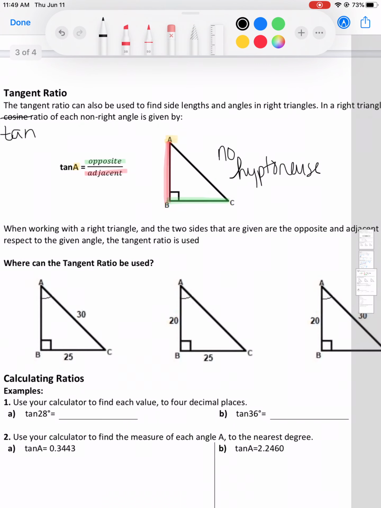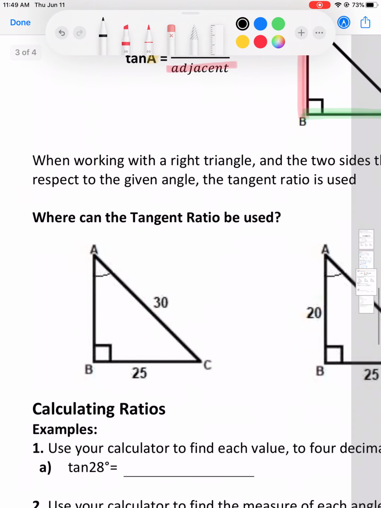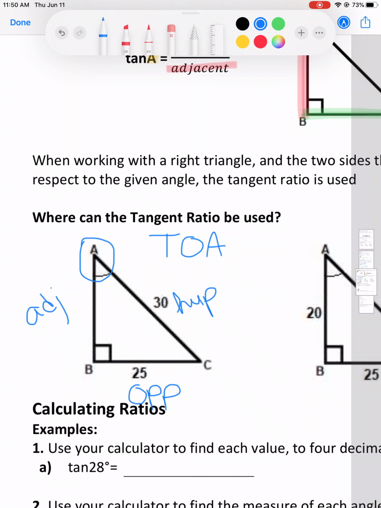So when working with a right triangle and the two sides that are given are opposite and adjacent with respect to the given angle, the tangent ratio is used. So where can we use the tangent ratio? Just like we're doing before. Here's our angle, right? So tan is equal to opposite over adjacent. So here's our angle. This means this is my hypotenuse, this is my adjacent, this is my opposite. Okay? So do we have our opposite? Yes. Do we have our adjacent? No. So we can't use this one.